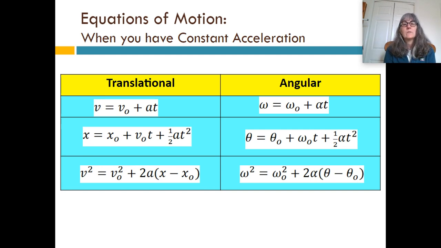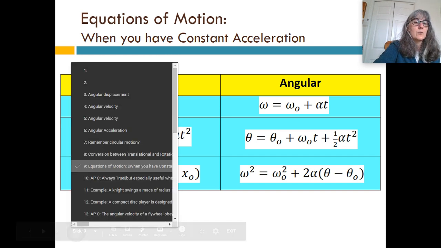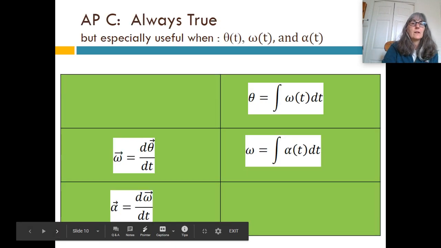And the reason why is because if you substitute those values in, you're going to have omega r and omega 0 r, and you're going to have alpha r, and the r's are going to cancel from everything. So it works, and if you want to spend more time on this slide, you can. For AP C, this is always true.